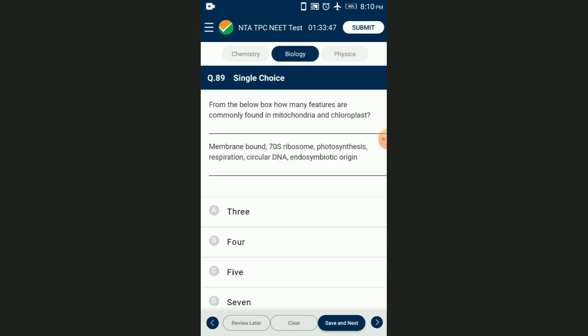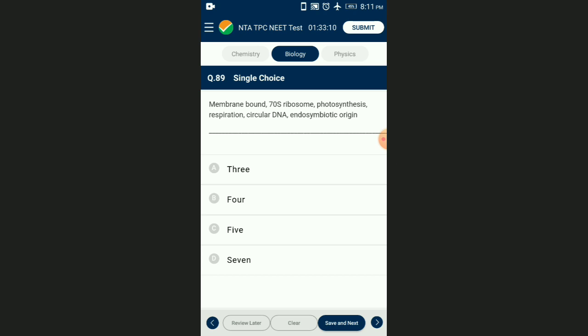Question number 89. From the below box, how many features are commonly found in mitochondria and chloroplast? There are 4 found in both mitochondria and chloroplast. Membrane bound, both chloroplast and mitochondria are membrane bound cell organelles, contain 70S type of ribosomes. 4 are commonly seen in mitochondria and chloroplast.